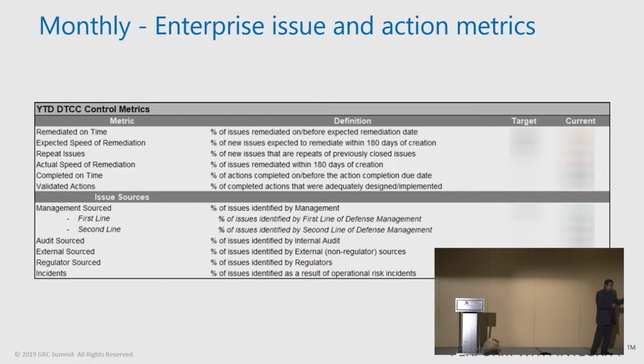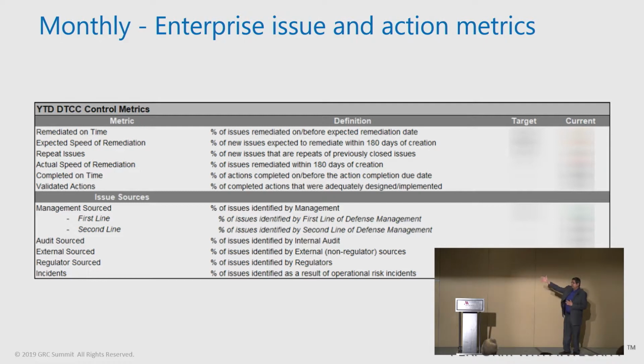Second one is expected speed of remediation. So at a management level, there was a focus to say we want to remediate issues within 180 days of creating them. You don't want long-tailed issues that take a year to remediate, because by then, the landscape has changed. What the actual risk might have changed, or it doesn't exist anymore. So we're measuring at the time of creating the issue, what is the issue owner's intention, right? Is their intention to remediate within 180 days? And that's what we're rewarding them on.